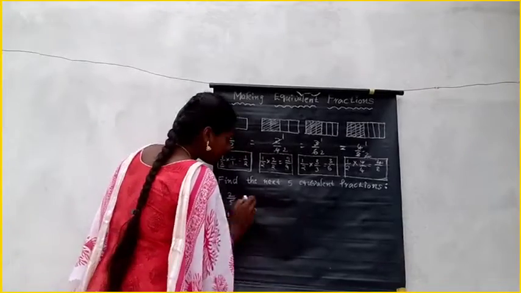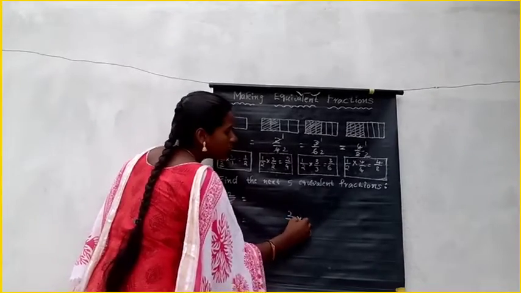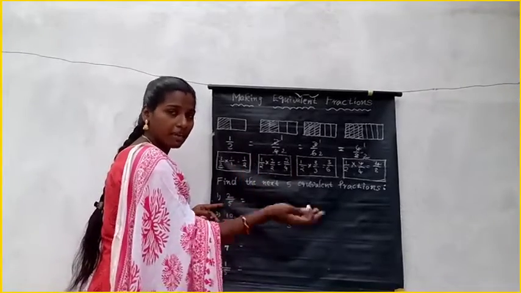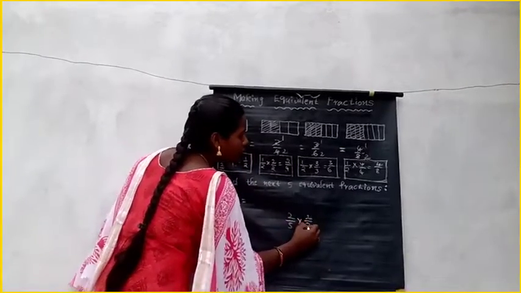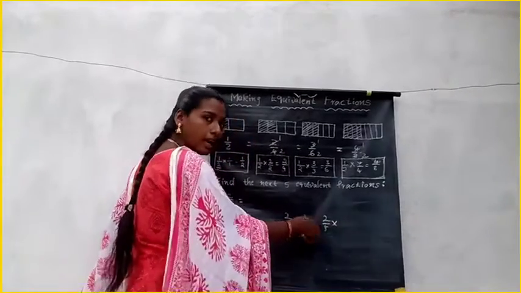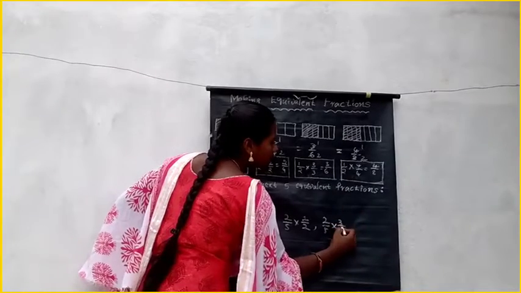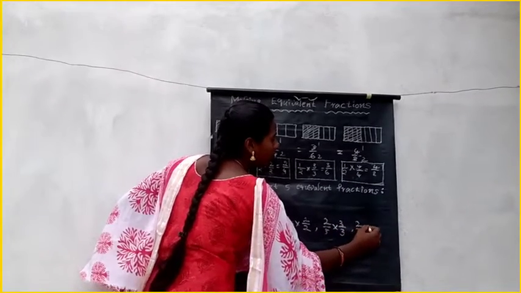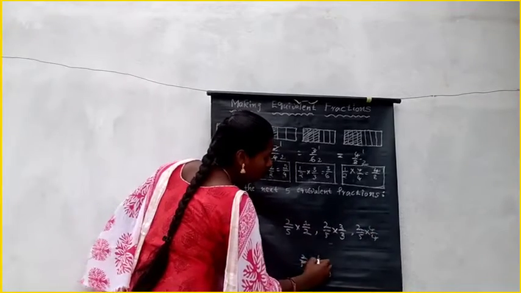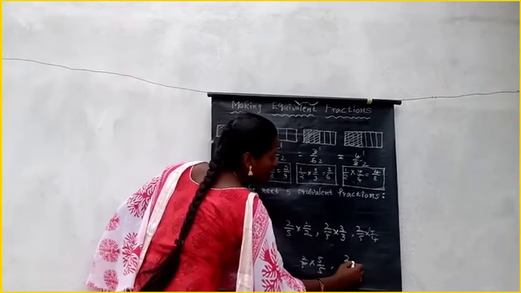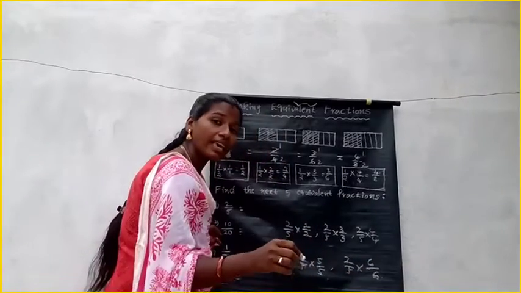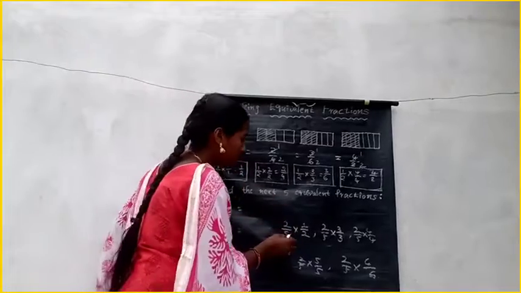In the second case, to make an equivalent fraction, the numerator and denominator are multiplied by the same number. So here I am multiplying by 2. Next, 2 by 5 into 2 by 2. Now I would like to multiply with 3. Next, 2 by 5 into 4 by 4. Next, 2 by 5 into 5 by 5. Next, 2 by 5 into 6 by 6. Meaning, Nana, we are making equivalent fractions of 2 by 5.